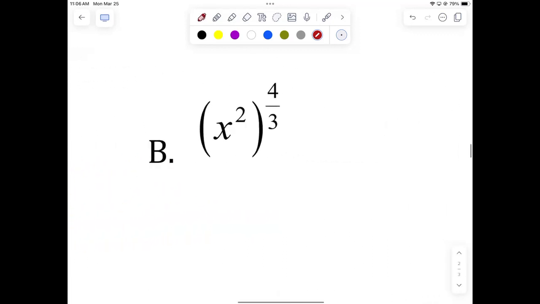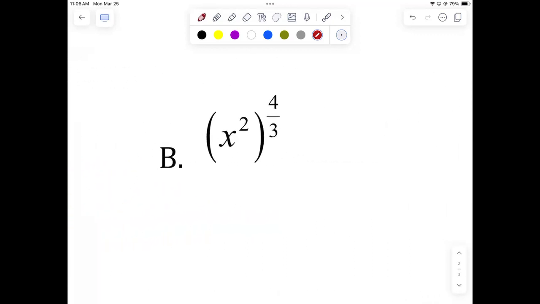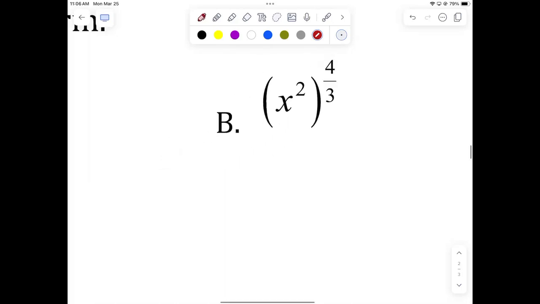All right, letter B. Holy crap. Oh, don't let this bother us. Let's do the same thing. Here we'll do the presentation on the left, and we'll do the use on the right.